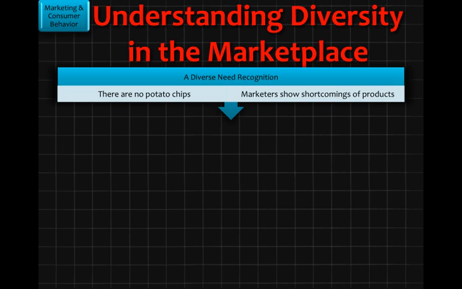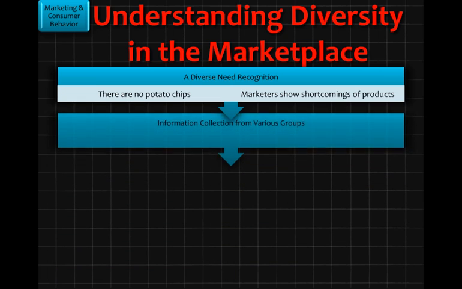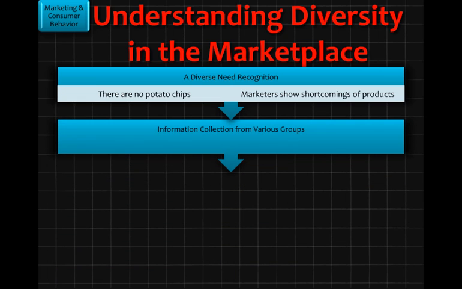Well, marketers look at this and they know that there's a shortcoming of product. So they're going to do a scan to find out what your needs are, and they're going to recognize that by starting to develop products that can satisfy your needs. This information collection through the scan actually, and this is the key piece from a diversity standpoint in the discussion, comes from various groups of people, various types of people, gender, background, ethnicity, sexual orientation, whatever it may be.